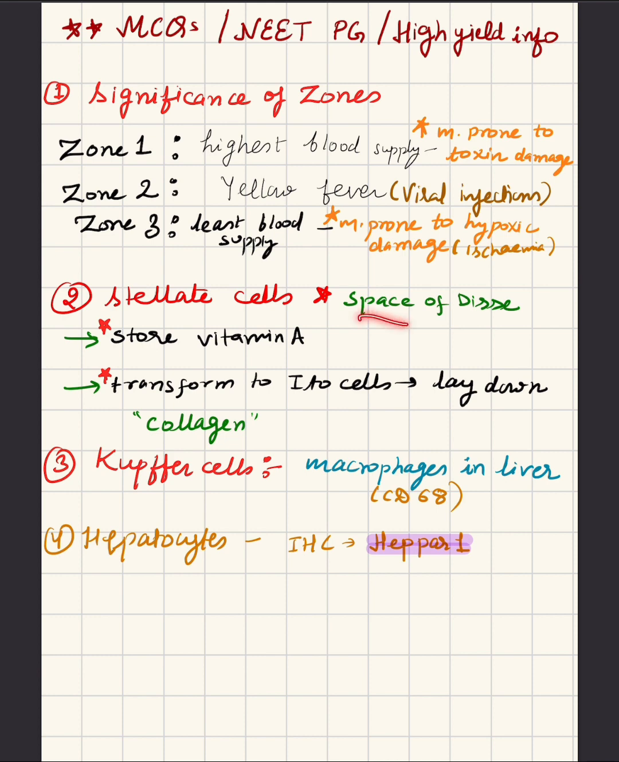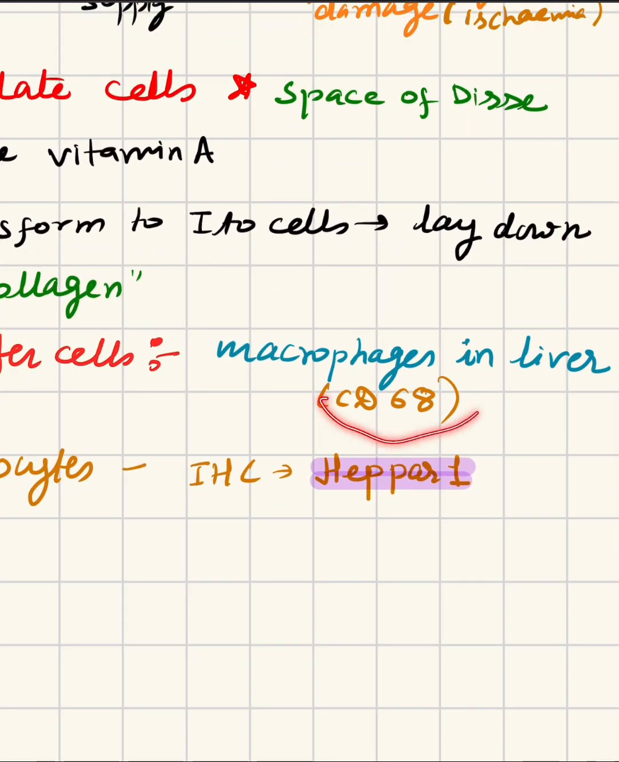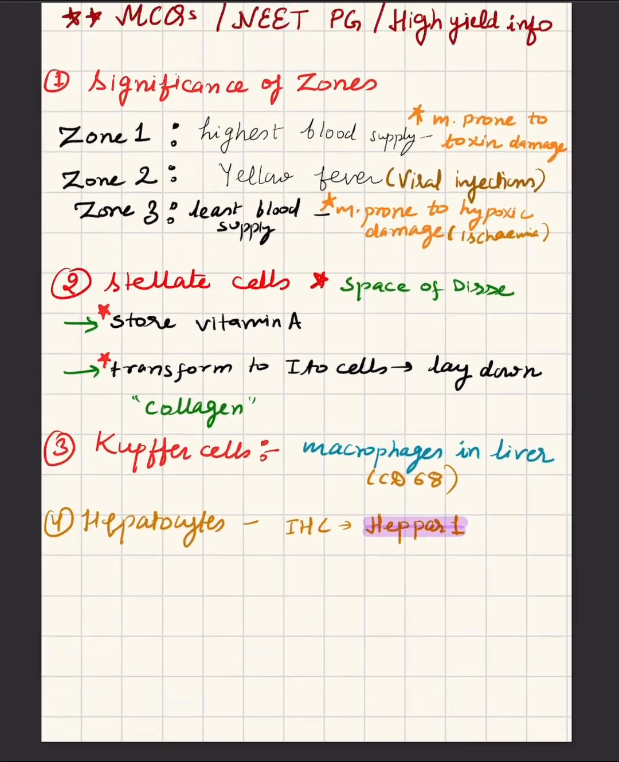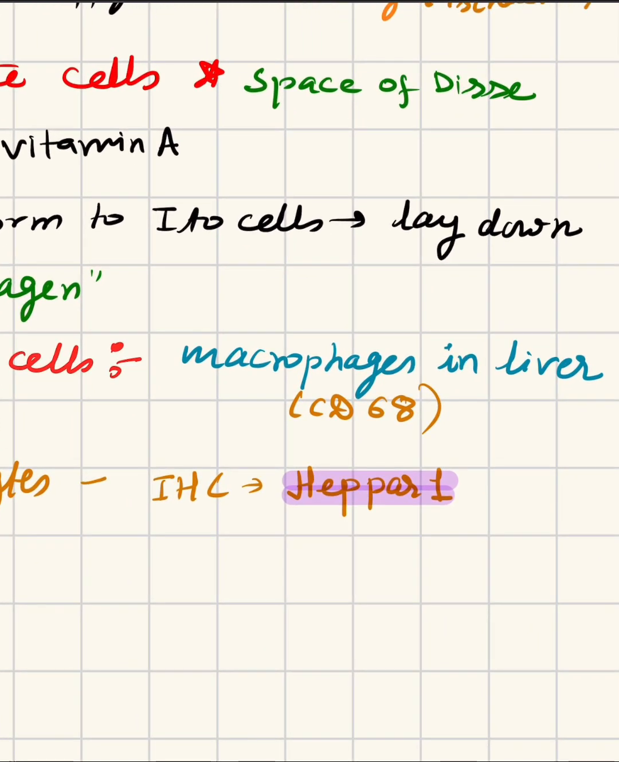Stellate cells are present in the space of Disse. They store vitamin A and they also lay down collagen, so they have fibrogenic action. Then Kupffer cells are nothing but macrophages, and they will show immunohistochemistry positivity for CD68. In addition, the immunohistochemical marker for hepatocytes is HepPar1. Again, you should remember this for the MCQs.